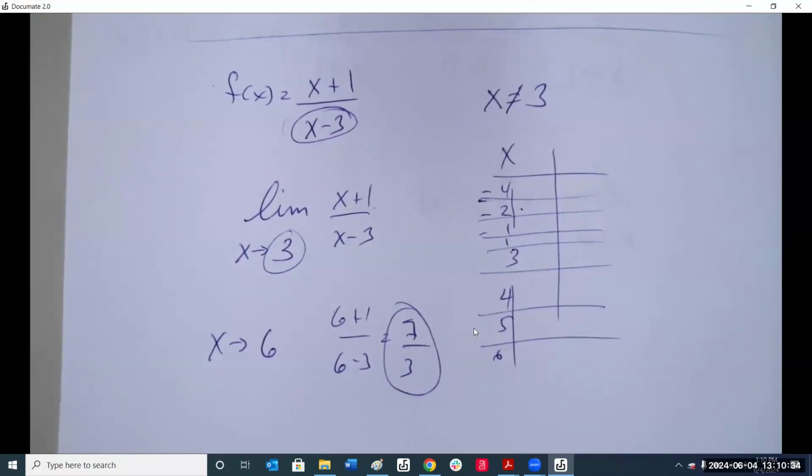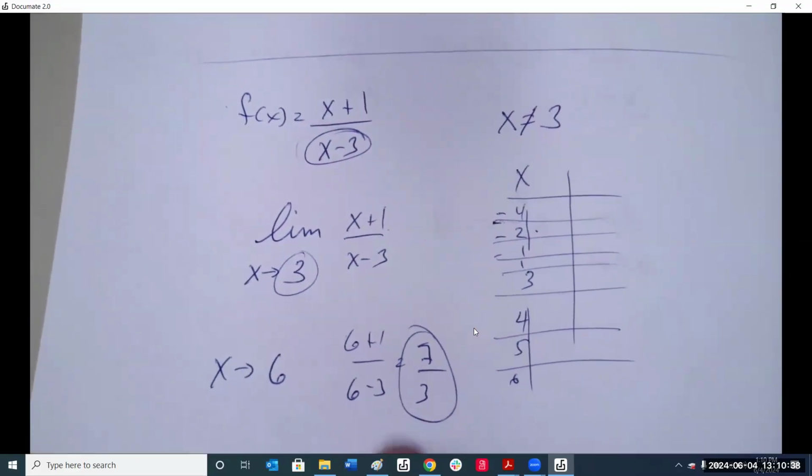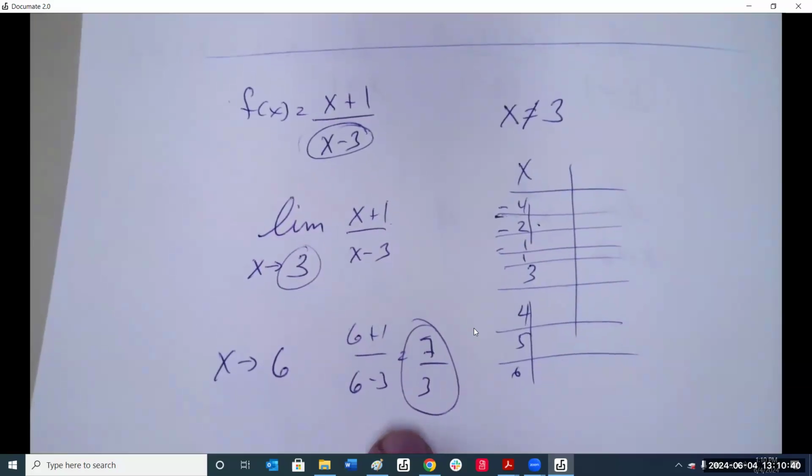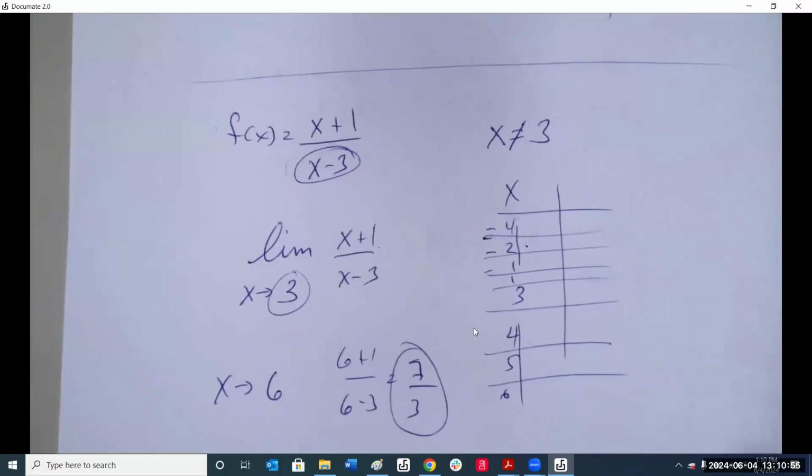What number was that one? 3? Let's look at example 4. Yeah. Example 4. Discuss the behavior of the following functions.